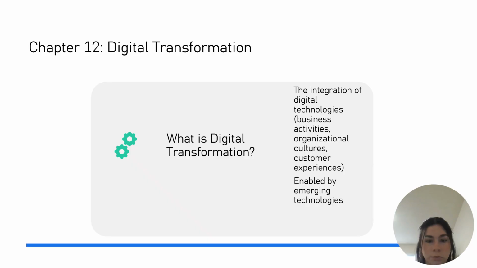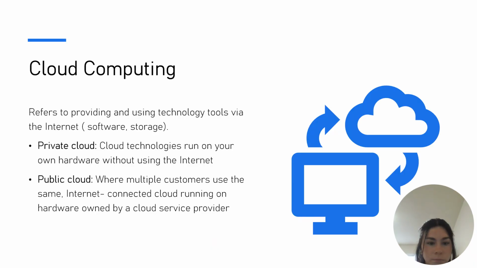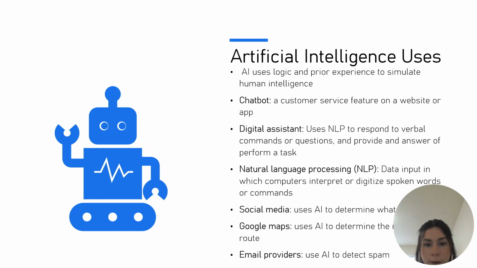Chapter 12 is digital transformation, which is the integration of digital technologies enabled by emerging technologies. Cloud computing refers to providing and using technology tools via the internet. There is the private cloud and the public cloud. There's also AI, and it uses logic and prior experiences to simulate human intelligence. There are multiple examples such as the chatbot, a digital assistant, NLP, social media, Google Maps, and email providers.